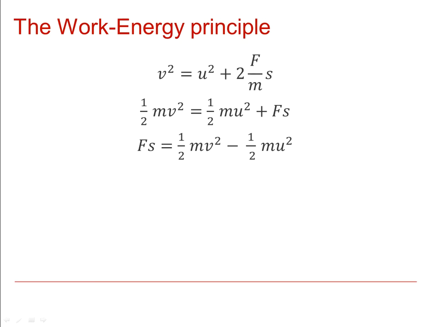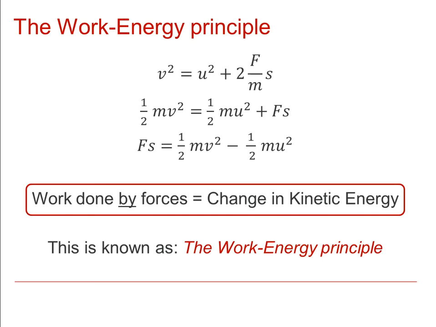And what it's saying is F multiplied by s is the work done by the force multiplied by distance moved. And a half mv squared minus a half mu squared is the change in the kinetic energy, that's the final kinetic energy minus the initial kinetic energy. So therefore, this equation says that the work done by forces is equal to the change in the kinetic energy.